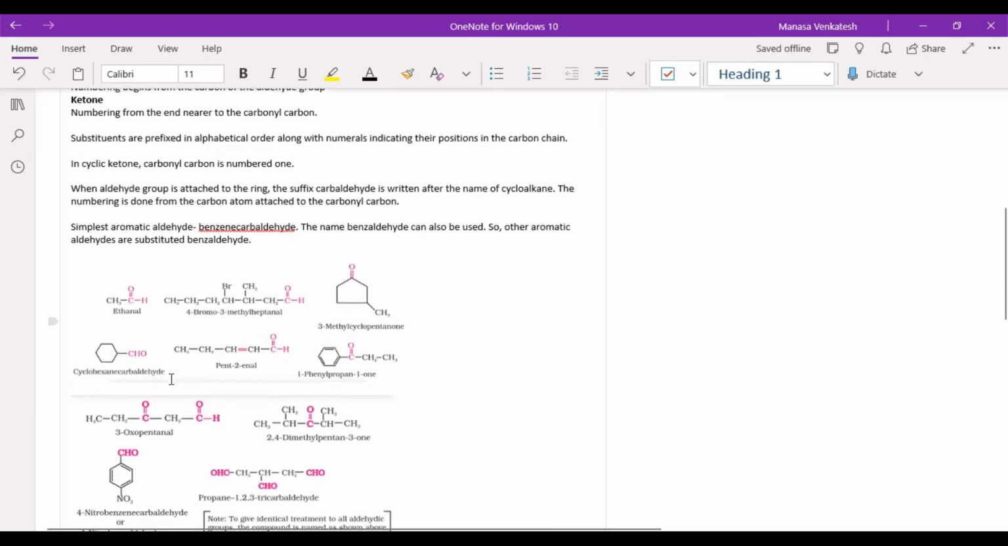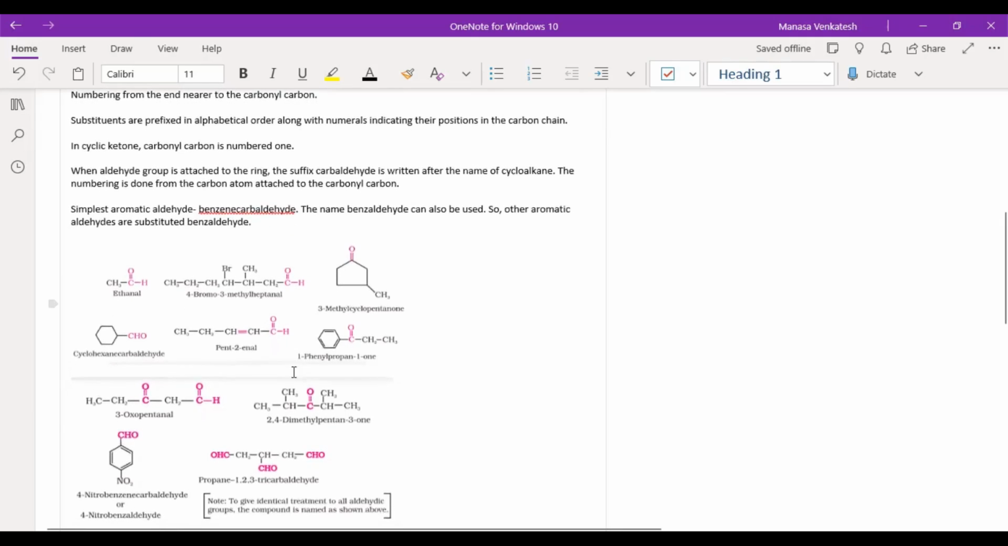Benzene carbaldehyde is the simplest aromatic aldehyde, but we don't call it by the IUPAC name. We, however, refer to it as benzaldehyde. And the various substituents are referred to as the substituents of a benzaldehyde.